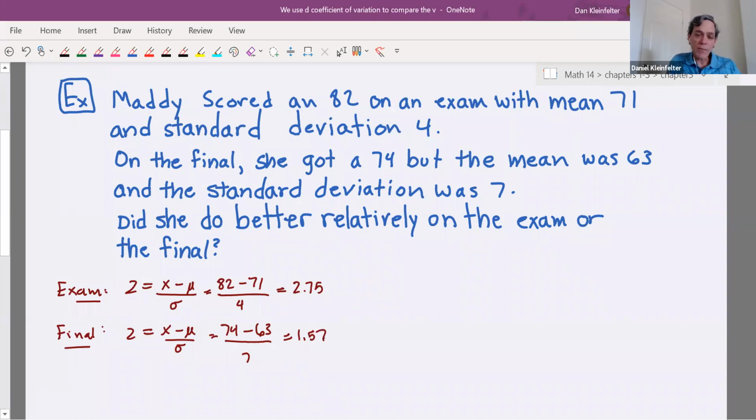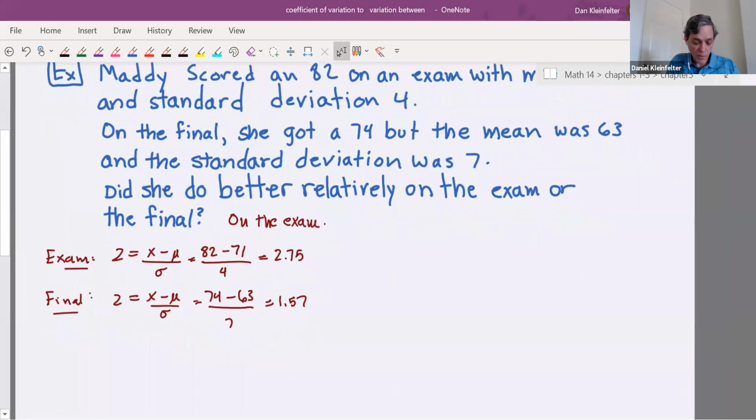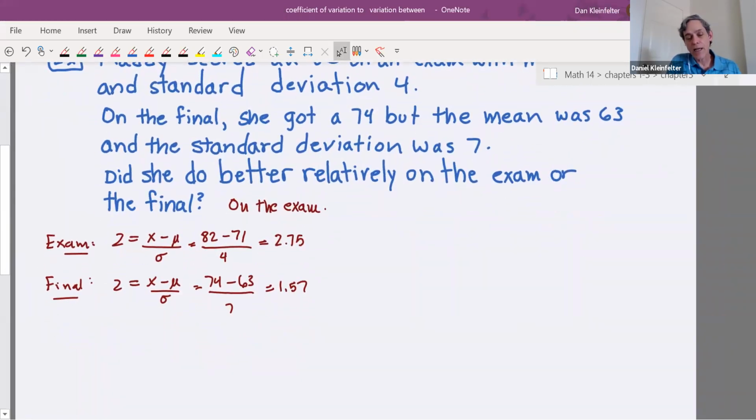Okay, so she did about 1.5 standard deviations above the mean in the case of the final, and 2 3/4 standard deviations better than average on the exam. So she did better on the exam in a relative way. Okay, so what we're getting at here is that the difference of a data value from the mean, the meaningfulness of that, can depend on how spread out the data values are.